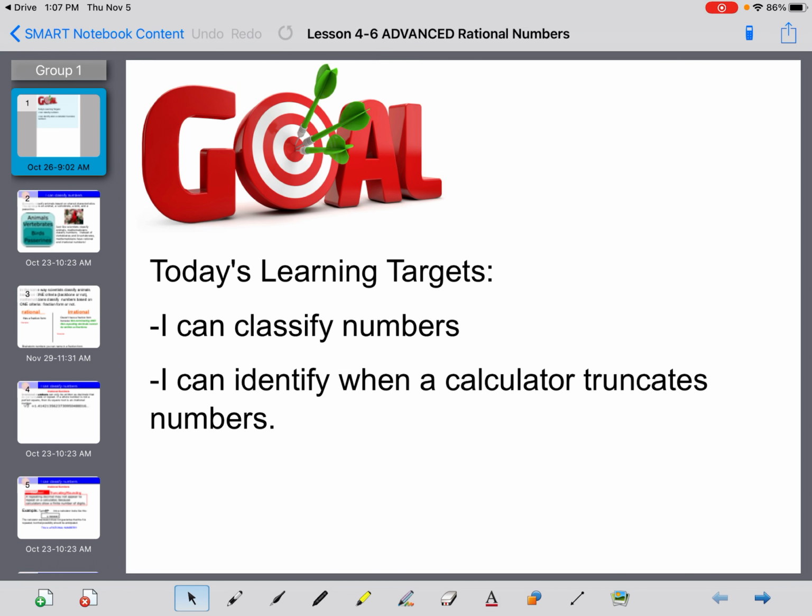This is lesson 4-6 from the Algebra Readiness textbook. For today's lesson, we are going to learn to classify and compute with rational numbers.